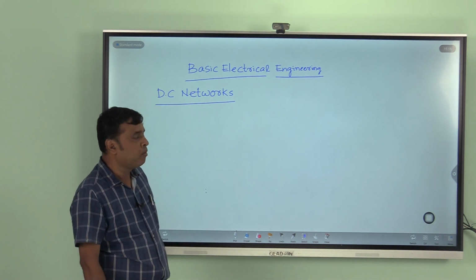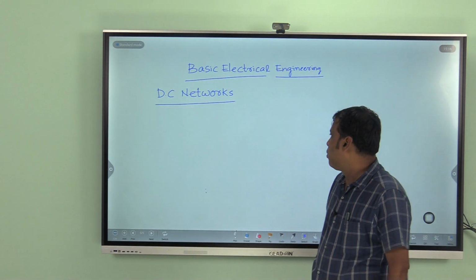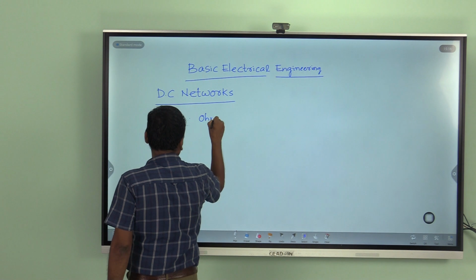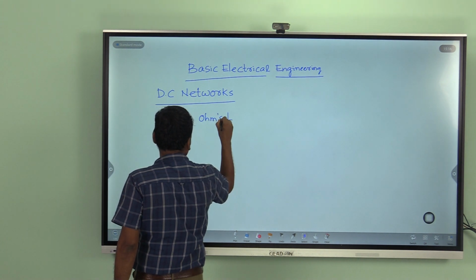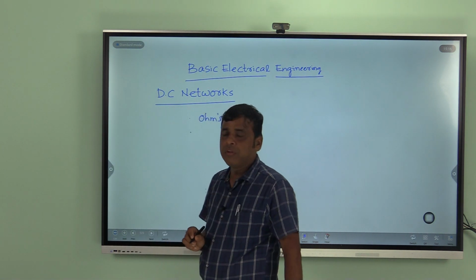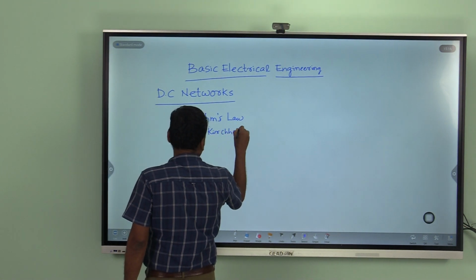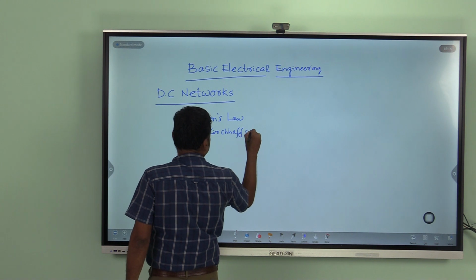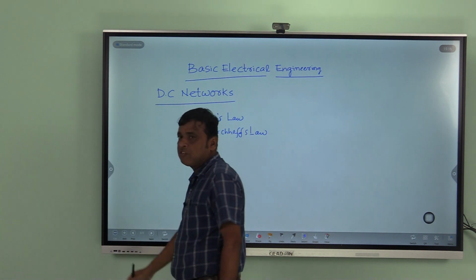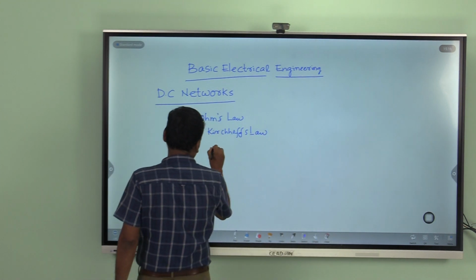In the first module we will cover DC networks. In DC networks we will go through the modules: Ohm's law, then generalization of Ohm's law, that is Kirchhoff's law, then reduction theorem, network theorems, there is your Thevenin's theorem and Norton's theorem.